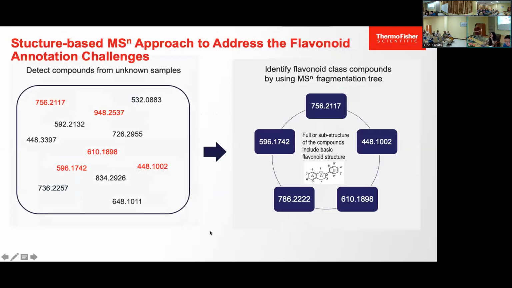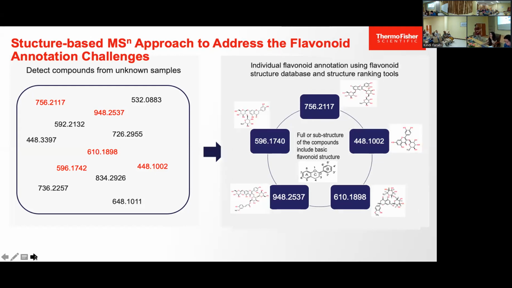You have a lot of methods, so how are the methods going to help you detect? You can detect all the compounds from the unknown. If you are using the MSn fragmentation tree, it will help you identify that these few red colored ones can be identified as fragments. Next. And it will give you a structure.